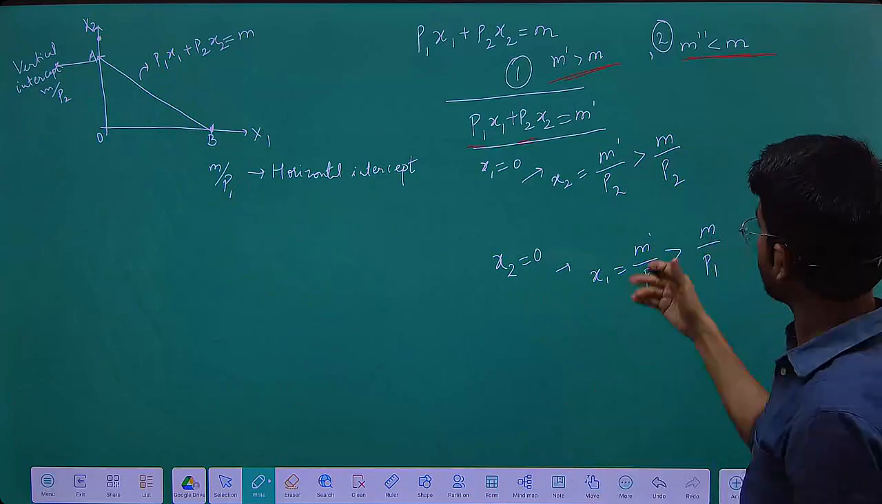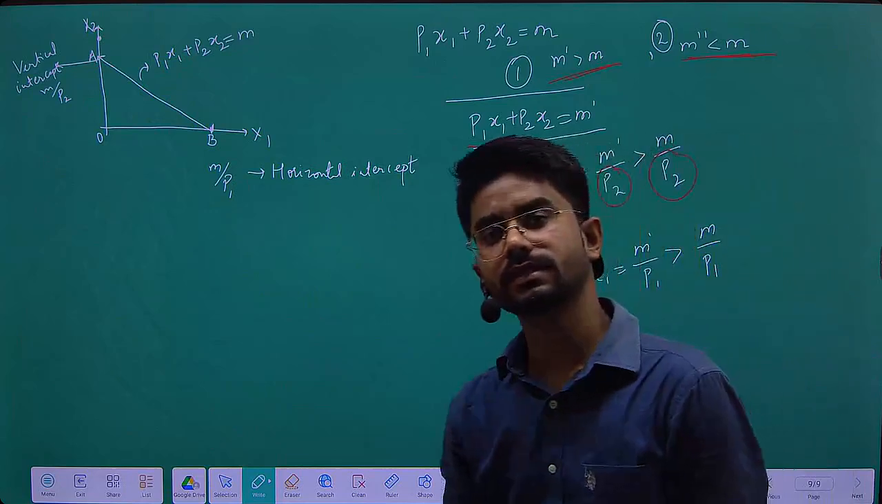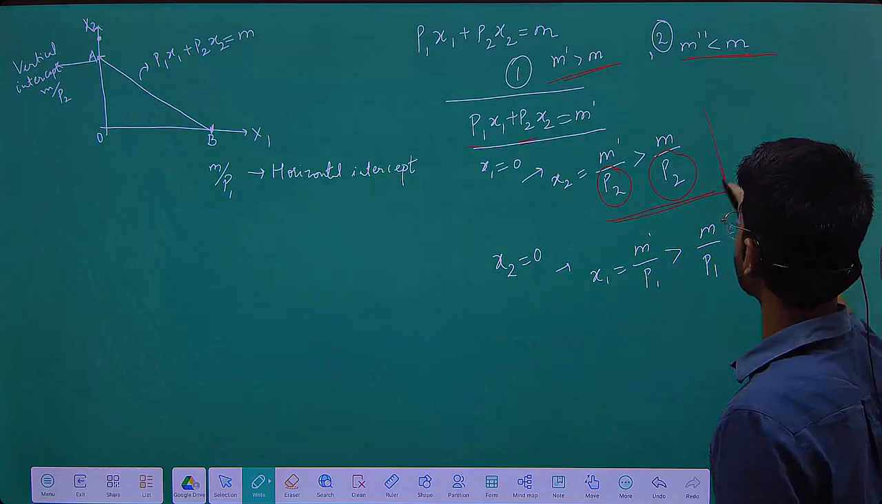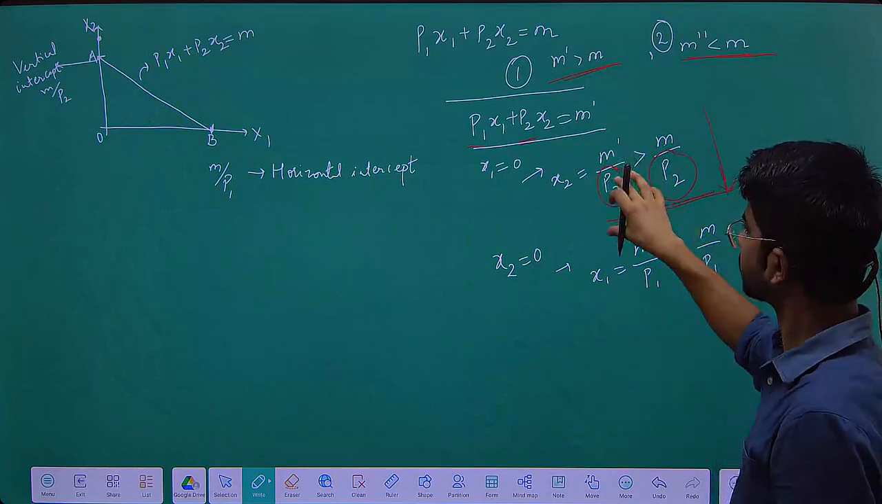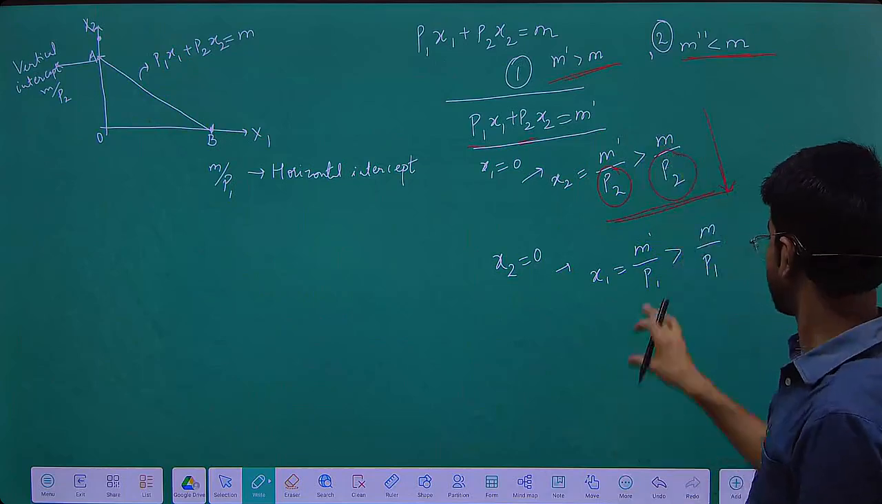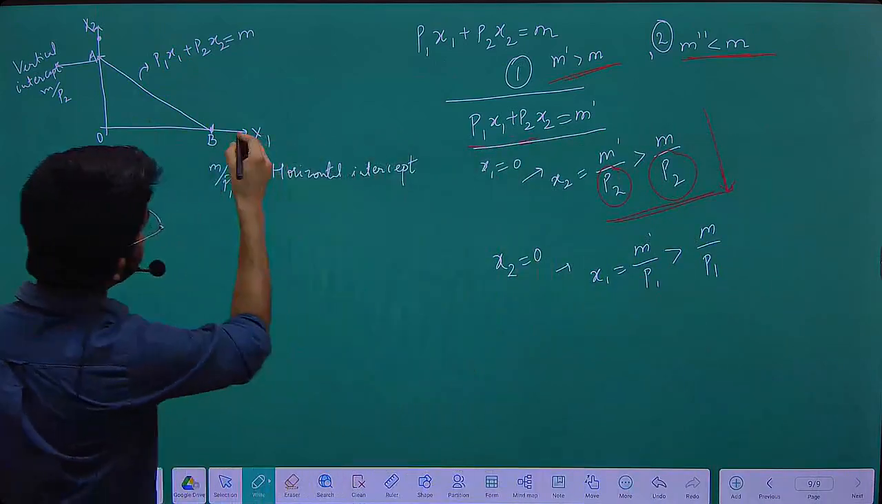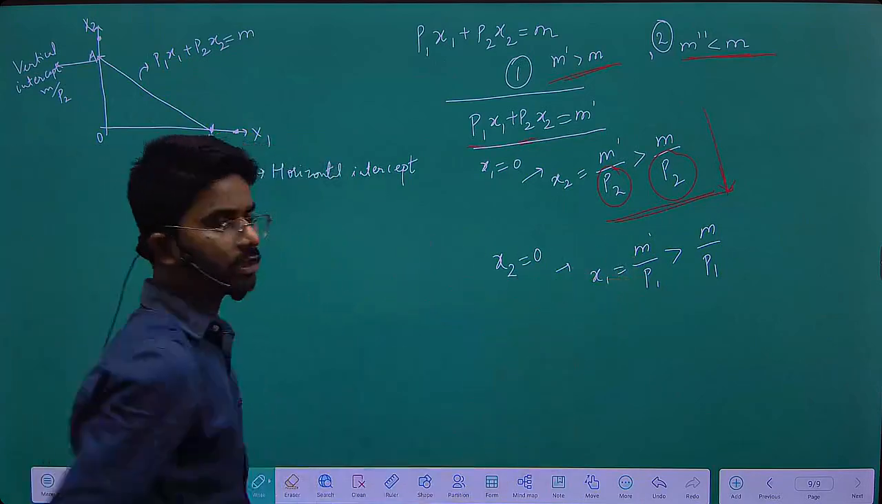Why? Because P2 in the denominator is same for these two fractions. Okay. But M dash is greater than M, meaning that this fraction is greater than this fraction. Similarly for this case. Okay. So you will have some intercept here with the value M dash upon P1.